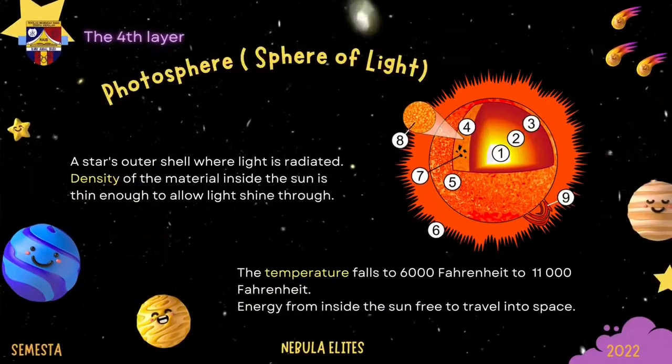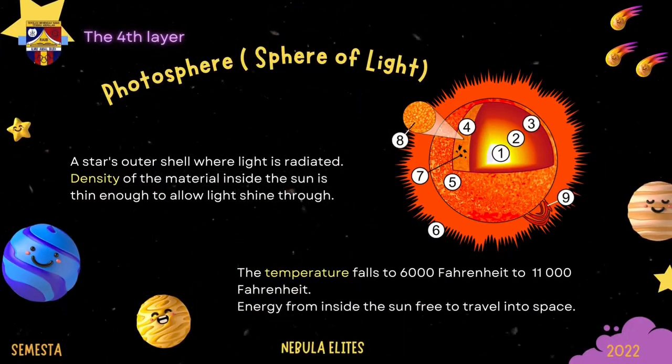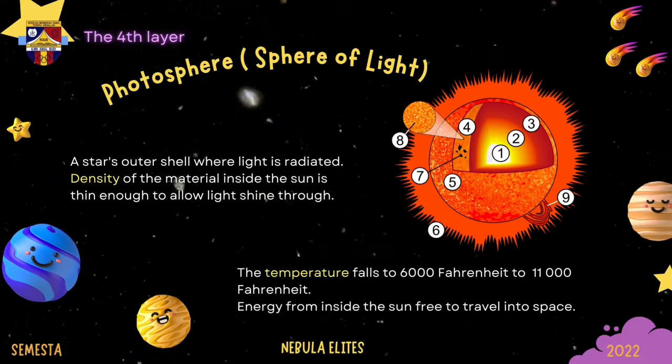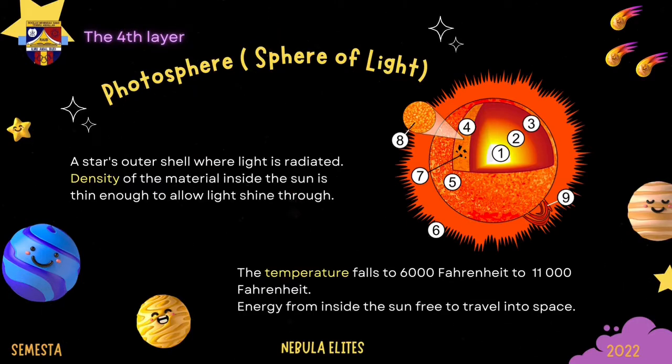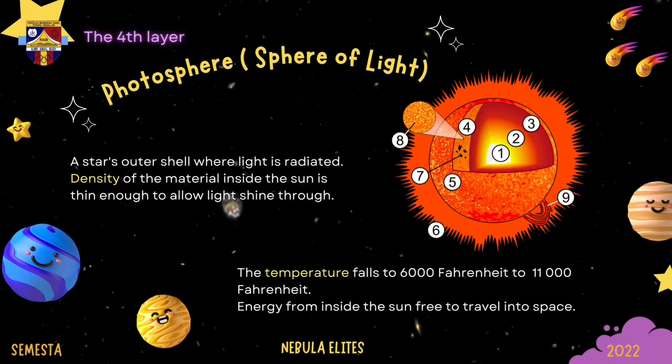Thus, we will move on to the fourth layer of the sun's regions. Photo stands for light. Thus, at this region, the photosphere is known as the sphere of light. It is the layer where most of the sun's energy is emitted. It takes only 8 minutes for sunlight from the photosphere to reach the earth.